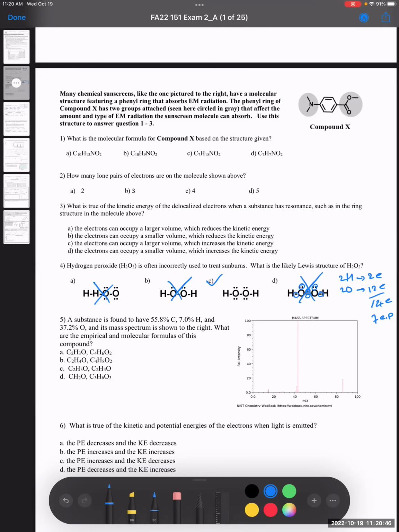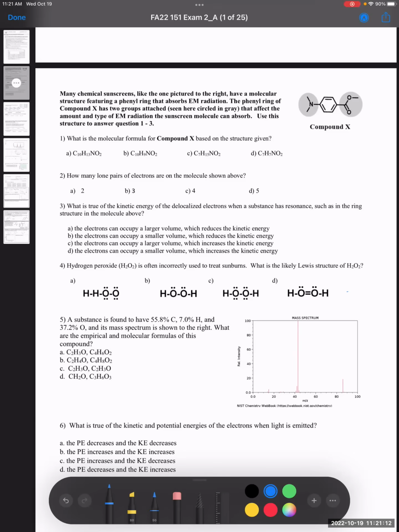All right, moving on to question 5. So let's see if I can get rid of these first. Okay, in question 5, a substance is found to have these percentages of carbon, hydrogen, and oxygen, and its mass spectrum is shown to the right. What are the empirical and molecular formulas of this compound?